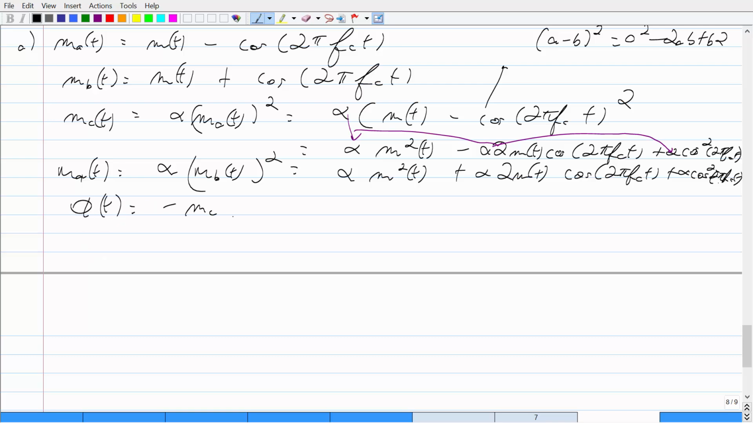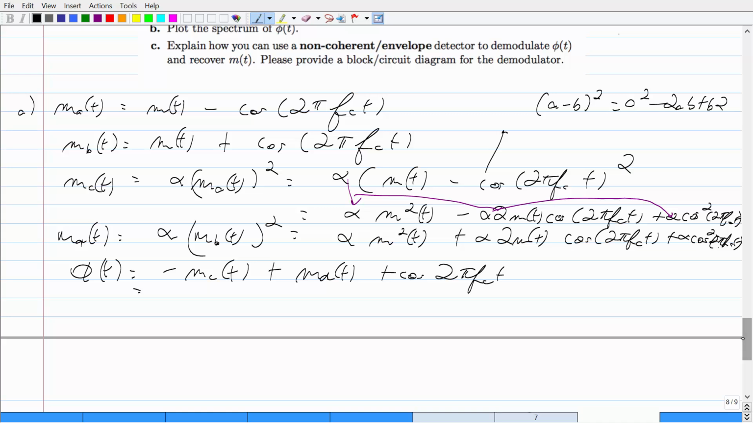So minus m of c of t plus m d of t plus cos 2 pi fct. Okay, so what you're going to do here is take m of d and subtract m of c. This guy subtracts with this guy, so this goes away. This and this add up together, so this becomes 4 alpha m of t cosine 2 pi fct. And then these guys and these guys cancel, and you have an additional cos here as well. So we get plus cosine 2 pi fct.